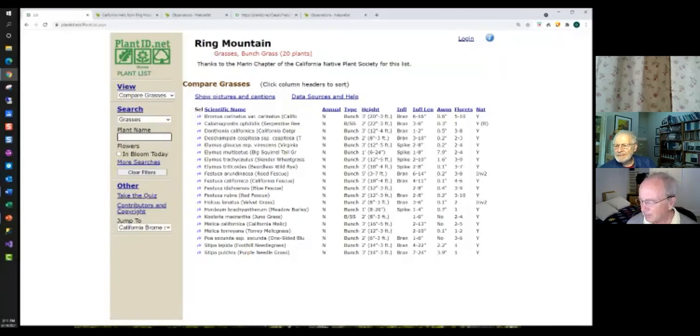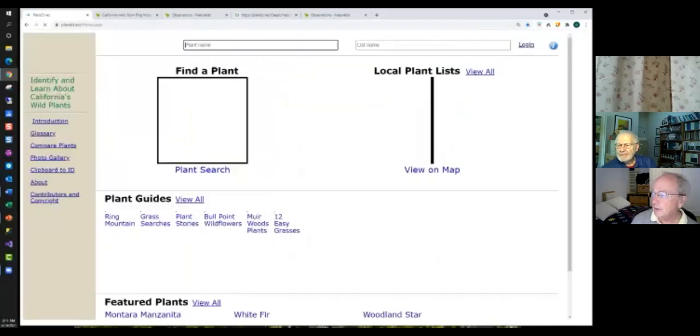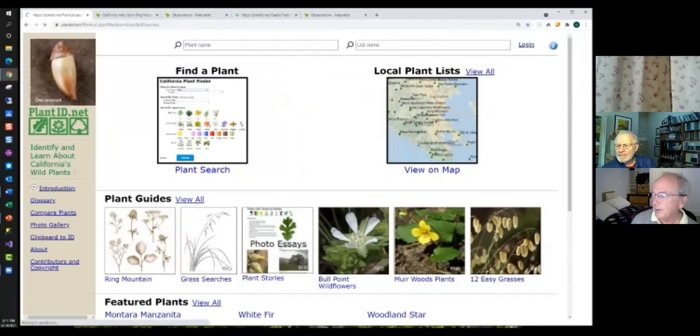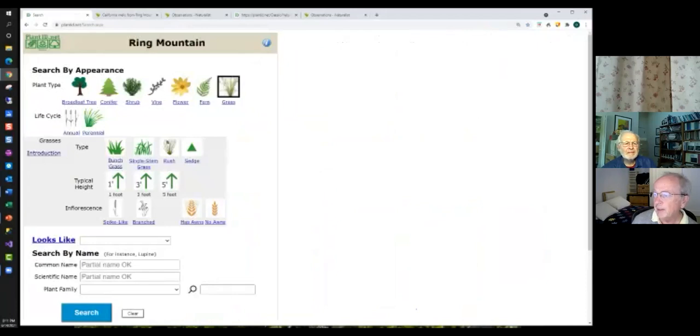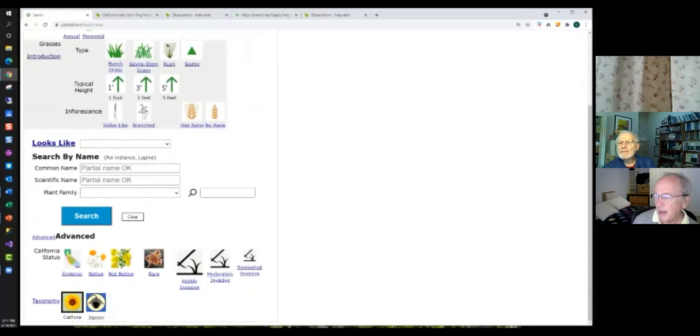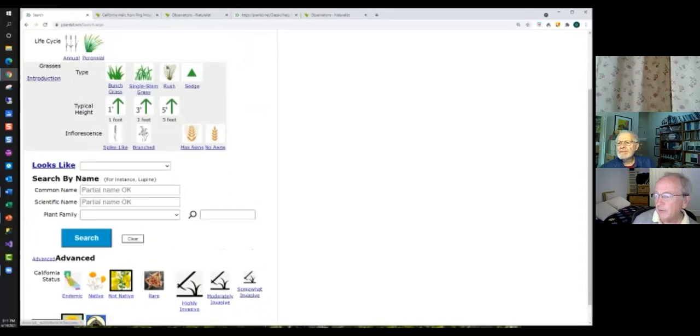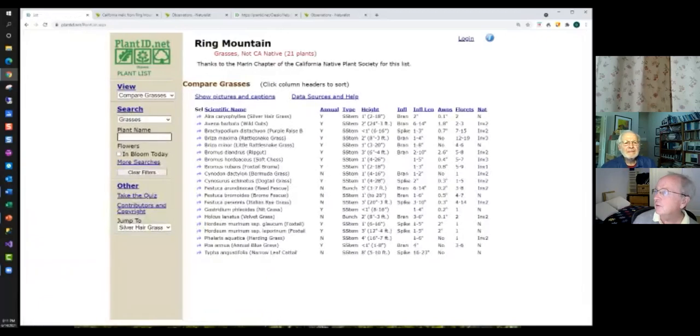Well, I tell you what you could do. Let's do a search on Ring Mountain grasses, and remember we had 56 that were the total list. So I'm going to say non-native grasses on Ring Mountain. How many of those 56? So 21 of those 56 are non-natives. And you could start going through here and trying to learn them, and that would be an interesting exercise.